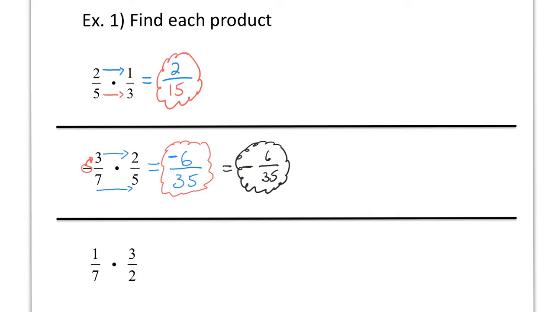So let's do one more here. On the next one, you guys have 1 over 7 times 3 over 2. Can we reduce this fraction? Cross simplify, nope. Cross simplify, nope. So you just multiply the top. So 3 times 1, or 1 times 3, that's going to be 3. And the bottom, 7 times 2 is 14. And that is your answer. So notice that this fraction you cannot reduce, 3 over 14.